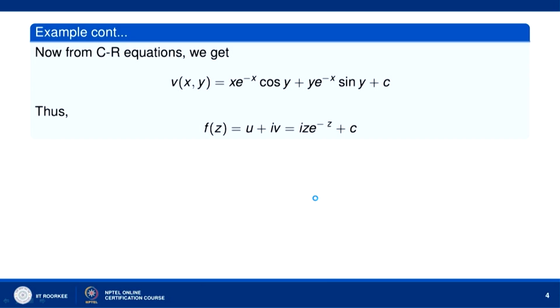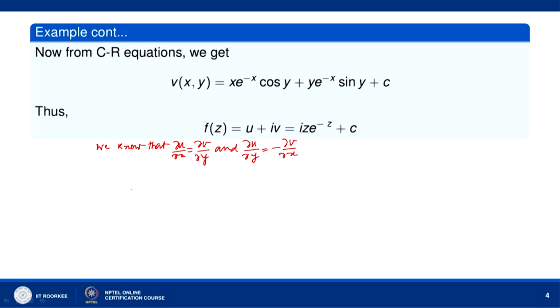Now, let us find the corresponding harmonic function v(x, y). So, we will have to use the Cauchy-Riemann equations. So, we know that u_x is equal to v_y and u_y equal to minus v_x. Okay. So, we have the value of u_x with us.